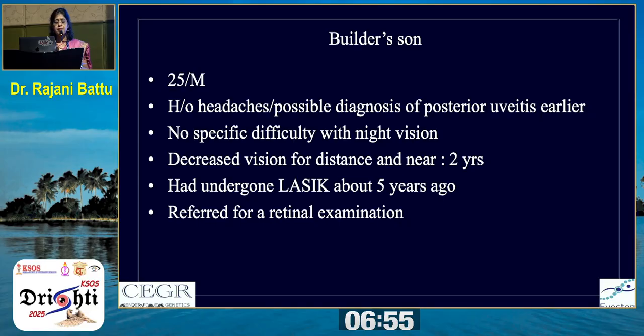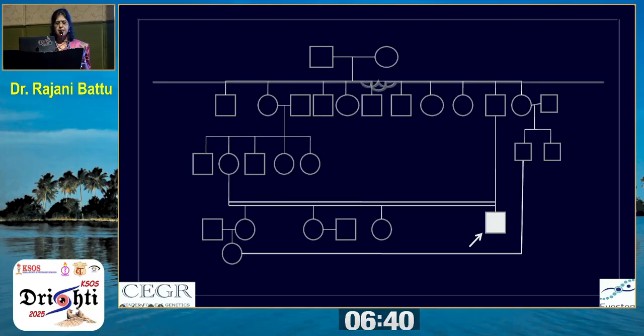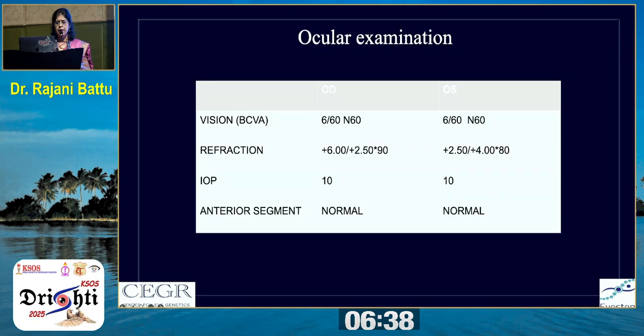Now, this was a builder's son, a 25-year-old from Bangalore. He had actually undergone LASIK because his vision was poor. They had some refractive error, had undergone LASIK. He basically came with headaches and difficulty in vision, and consanguineous parents and only son. And vision was about 6/60, not improving, and really vague refractive errors following the LASIK, unfortunately.